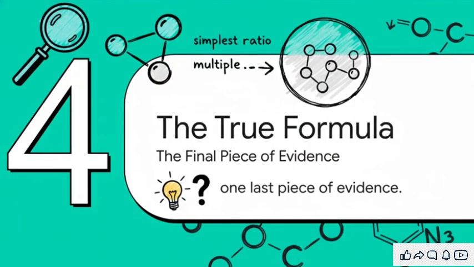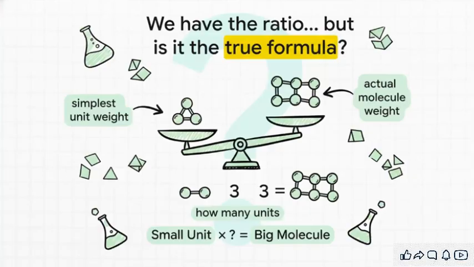But hold on, our investigation is not over yet. We've got the simplest ratio, sure, but is it the true formula? Or could the real molecule be some multiple of this, just like we saw with glucose earlier? To crack this case wide open, we need one last piece of evidence. And that final clue is the total weight of the entire molecule, what we call its molecular mass.